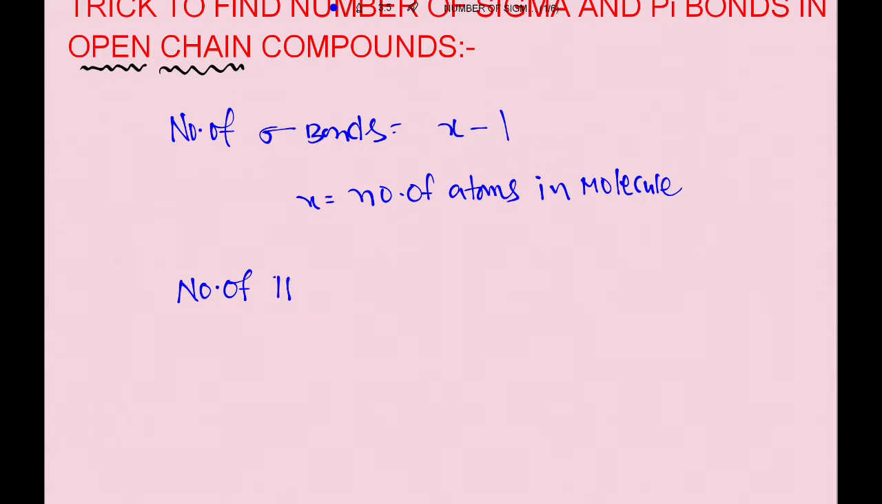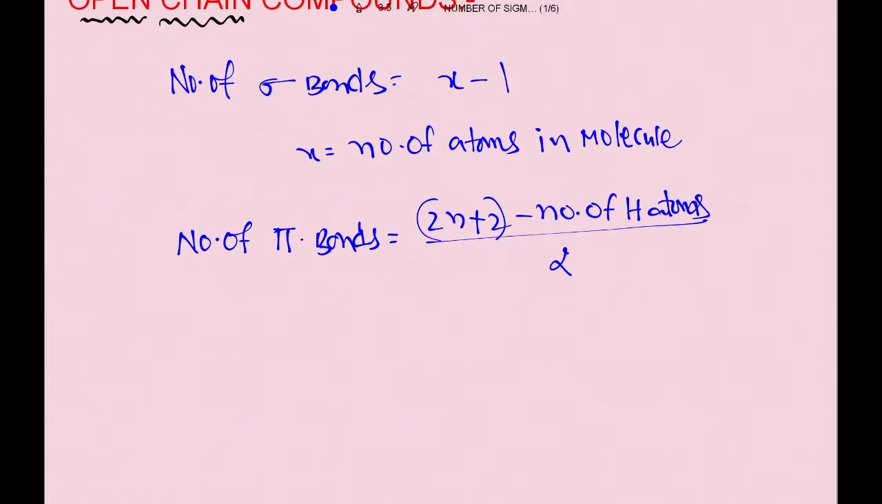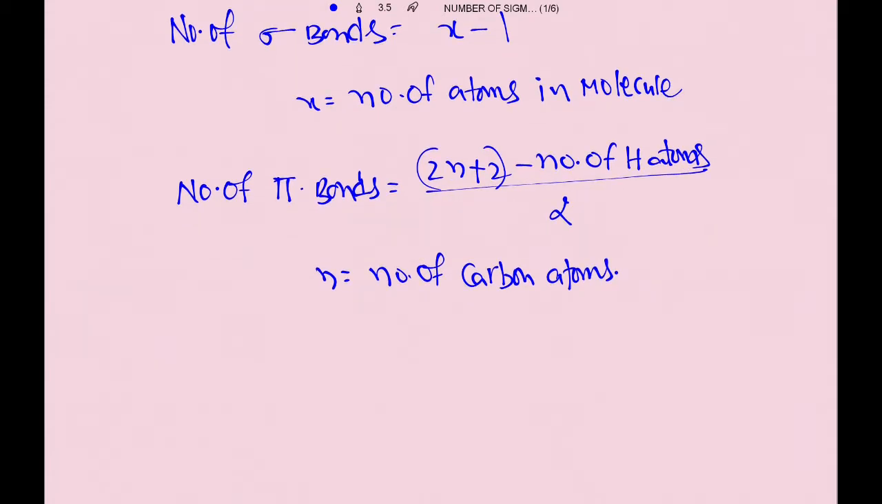Okay, now the formula for the number of pi bonds. The number of pi bonds is equal to (2n plus 2 minus the number of hydrogen atoms) divided by 2. Here n is equal to the number of carbon atoms. Right? We will go with the examples.